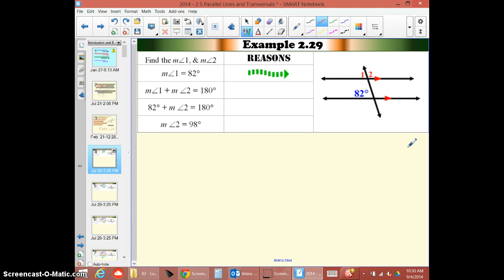So here, just look at the diagram. Just focus first on the diagram, okay? I see 82. Well, 82 slides up into angle 1. So I know that measured angle 1 equals 82 because they're corresponding angles. I can slide them. Second class power, they slide into the same position.